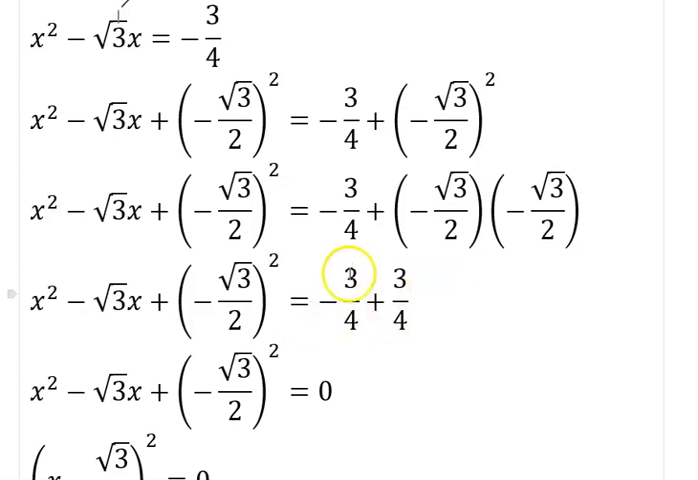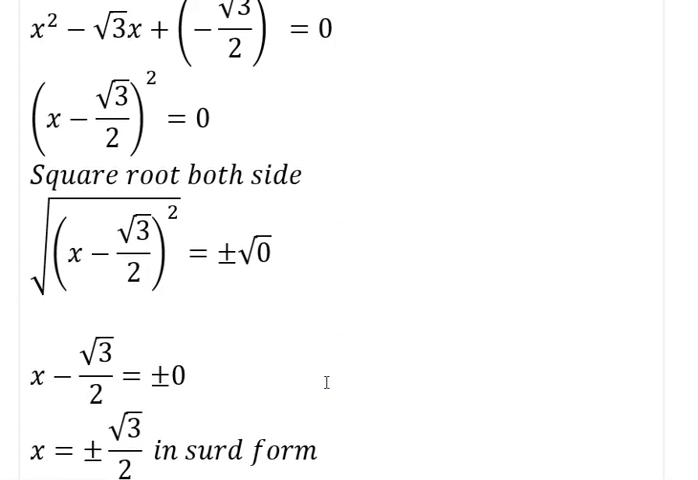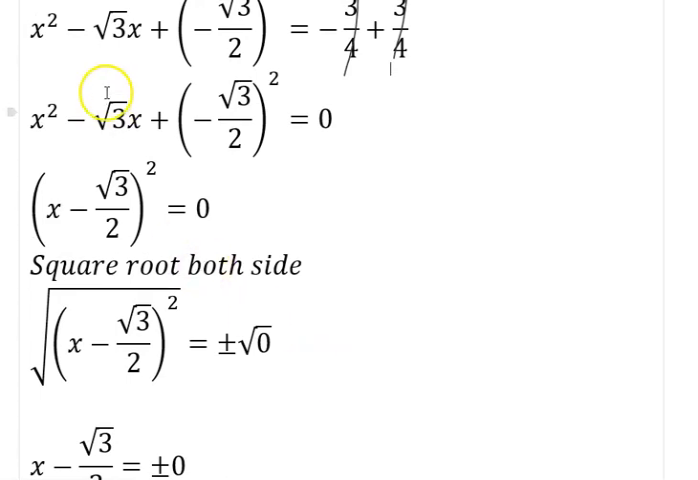So let's solve this. Minus 3 over 4 plus 3 over 4 will definitely cancel out. If you look for the LCM, whichever way you think you can do it, this minus 3 over 4 will cancel out this plus 3 over 4. Beautiful. So you are left with what here? 0. Awesome. Now, the next step. Since we are left with 0 here, this is the next step in completing the square method.